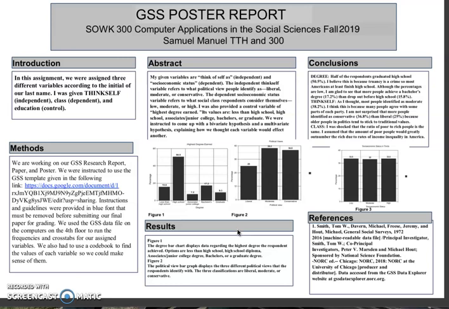So the method for creating this posting report, we were instructed to use the GSS template. It was given in this link down here at the bottom. Well, in this area. It's not really the bottom, but it's more in the middle. Instructions and guidelines are provided in blue font that must be removed before submitting our final paper for grading. We use the GSS data file on the computers at the fourth floor to run the frequencies across tabs for our assigned variables. We also had to use a code book to find the values of each variable so we can make sense of them.